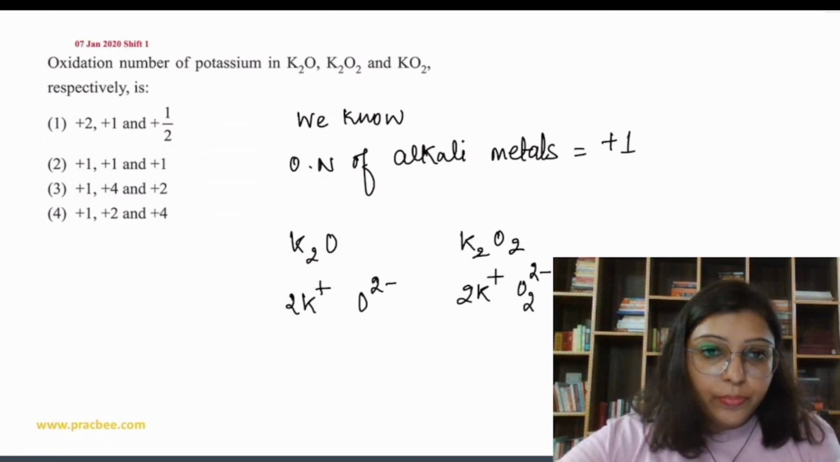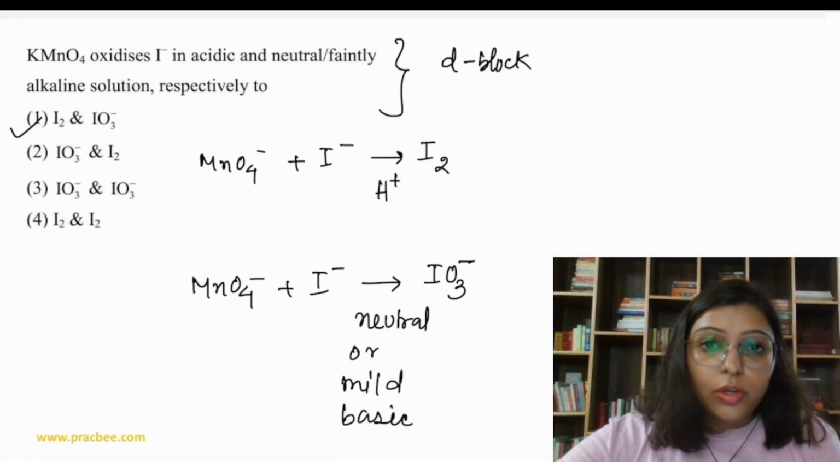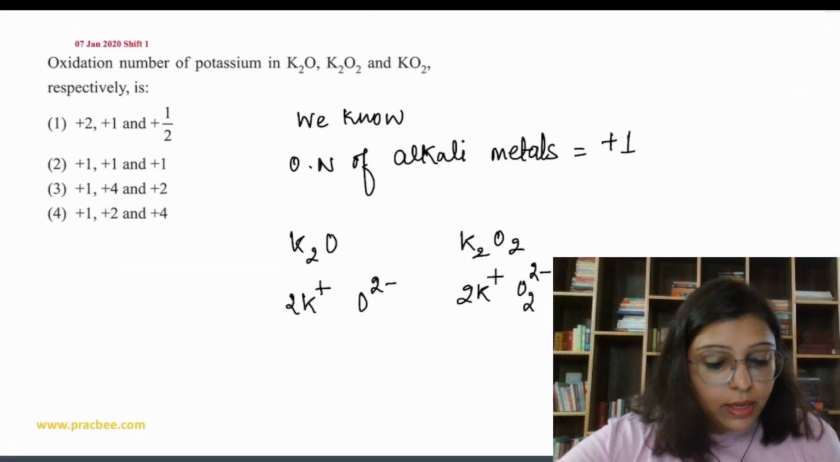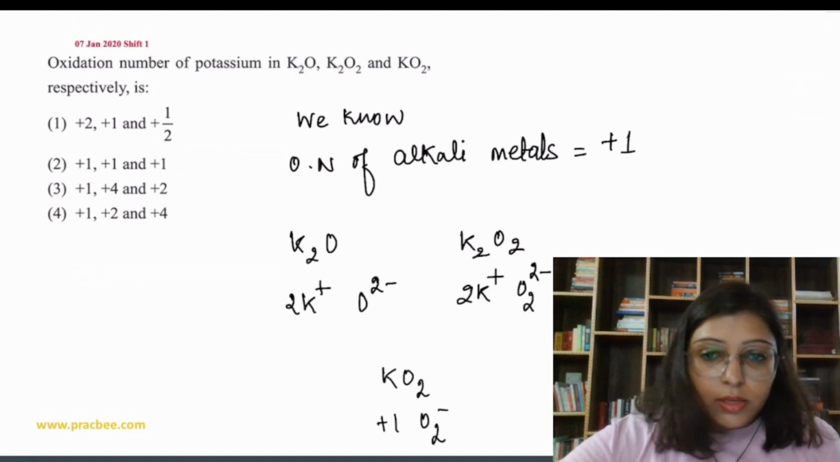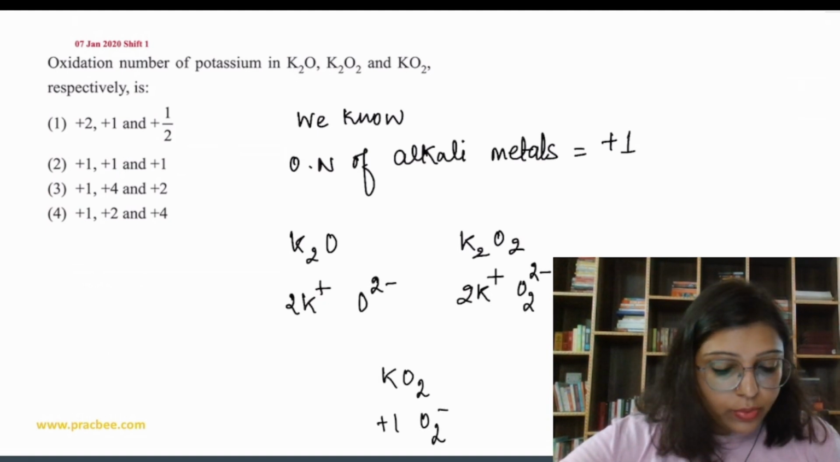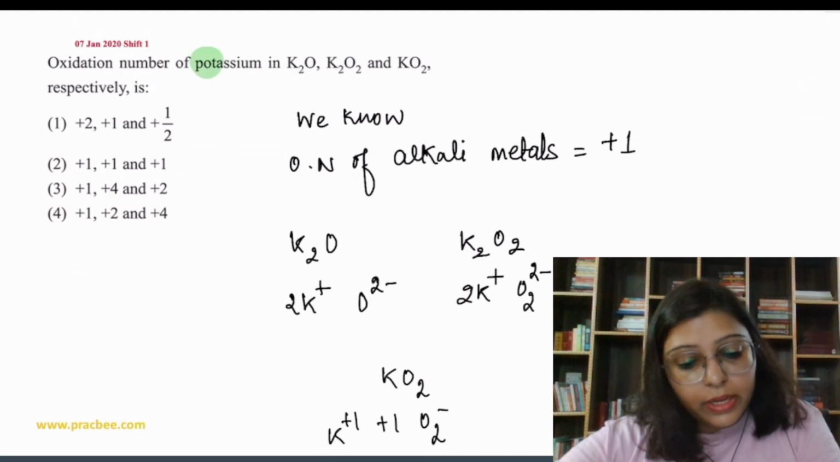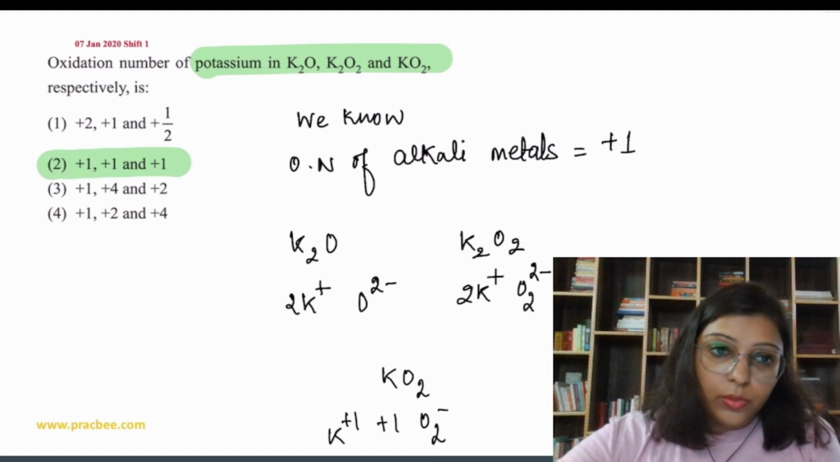So this is the peroxide of potassium. If we have KO2, which KO2? So KO2 means this is +1 and this is O2-, right? So K is +1 and O2-, so this is the superoxide of potassium. But in all the cases, the oxidation number of potassium is +1, +1, +1. So the answer is 2. Option 2.